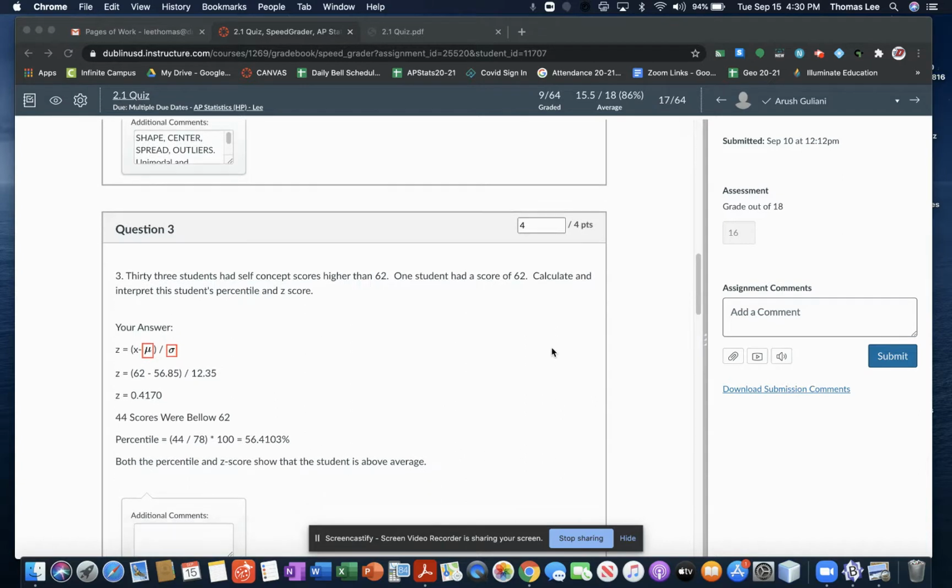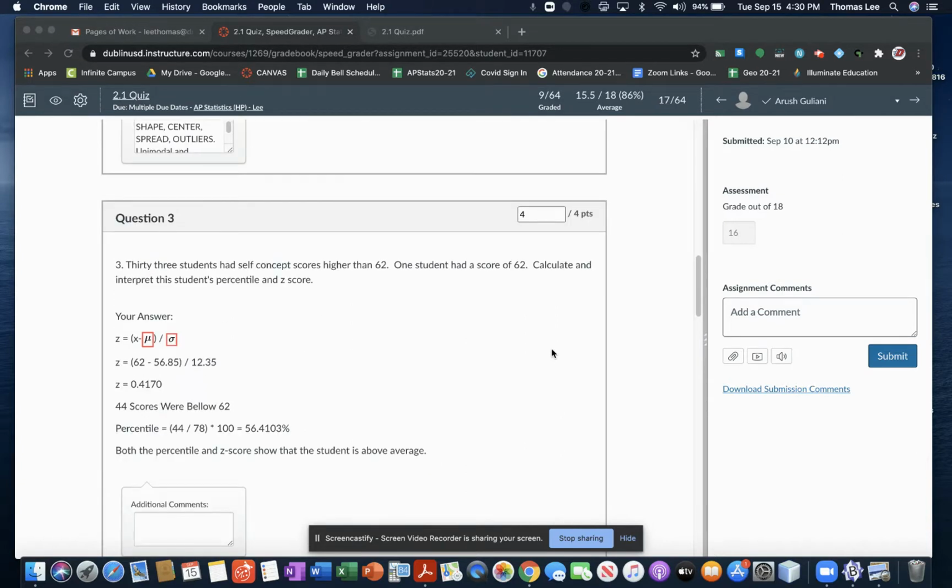Okay, question number 3. I really liked what this student did. This student figured out how to actually insert special characters for mu and sigma, and that just looks really nice. This student also showed all the steps, and I really appreciated that. I think that's just a very thorough job.